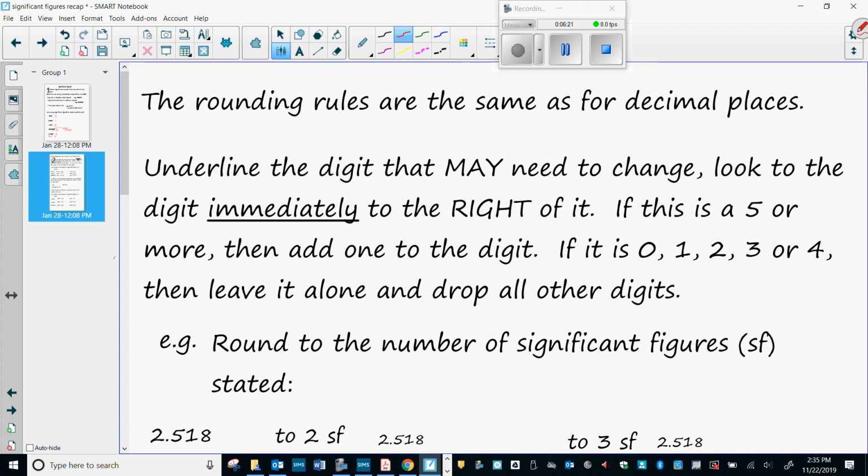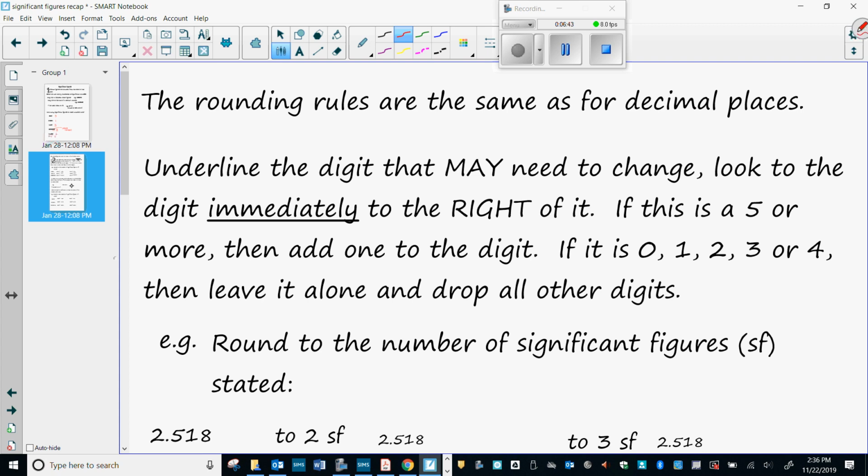Alright, so the rounding rules are the same as for decimal places. I've summarised it just in case. So you underline the digit that may need to be changed. You look to the digit immediately to the right, just the one digit. If it's 5 or more, you add 1 to the digit that you've underlined. If it's 0, 1, 2, 3 or 4, you leave it alone and drop the other digits.